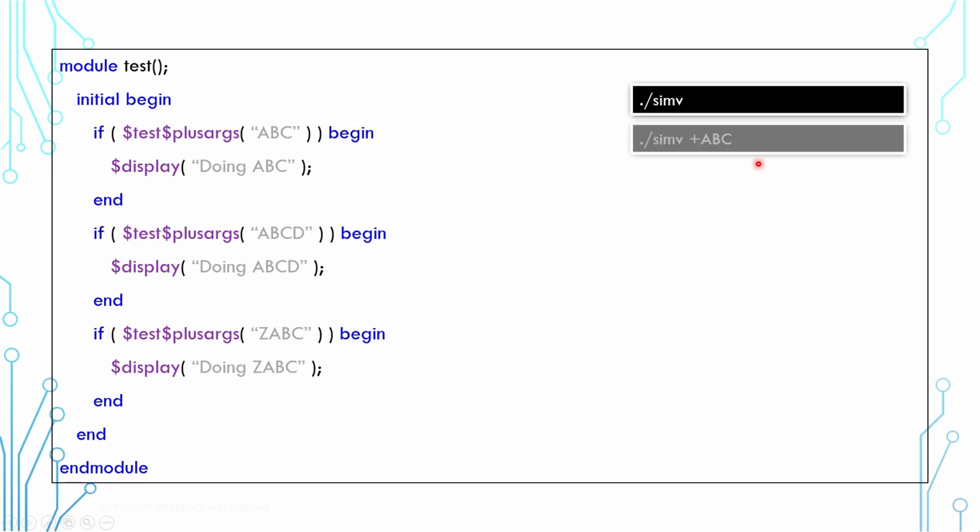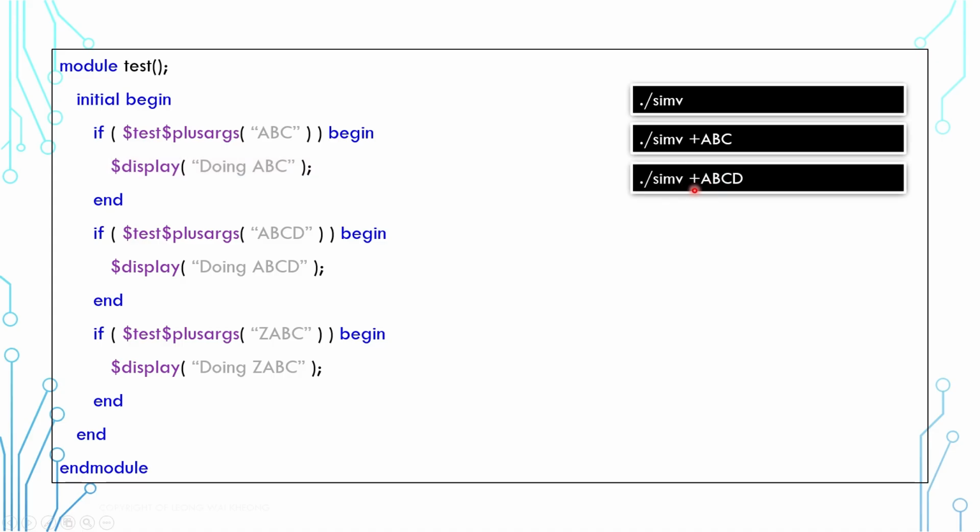And test plusargs has a funny behavior. This example has 3 plusargs, ABC, ABCD and ZABC. If we run a simulation without any options, then none of these will be executed. If we add a plus ABC into the simulation command, then this will be executed. If we add a plus ABCD, then this will be executed. However, in this case, this statement is also being executed.